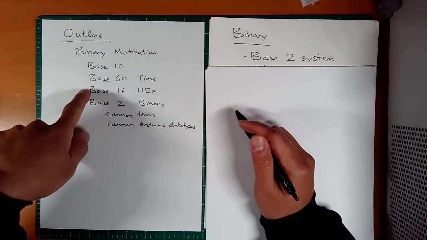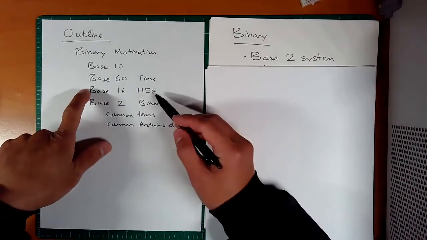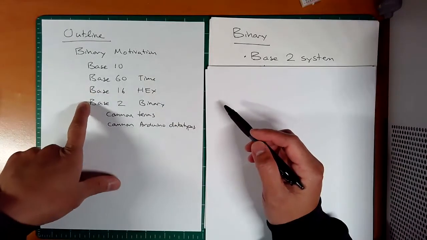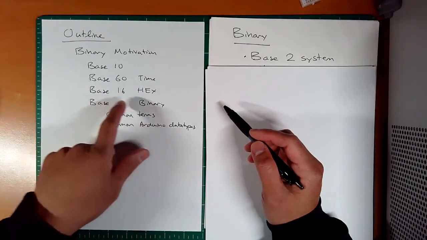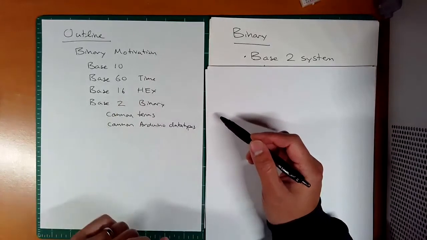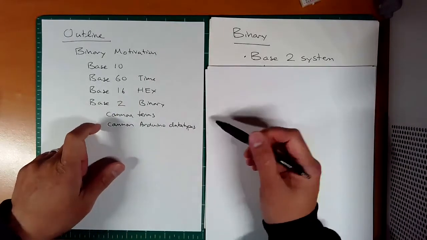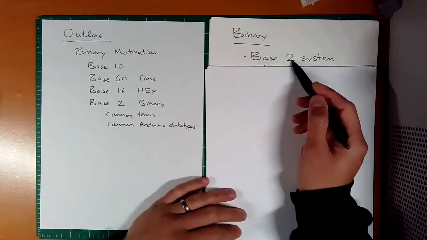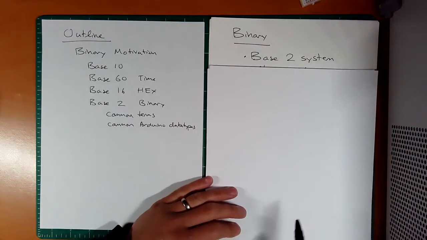We'll look again at base 16, which is hex. And when I say again, we talked about this in lab a little bit with the RGB. And then we'll go into base 2, which is our binary, it's going to be our new friend. And we'll look at some common terms as well and some common Arduino data types. All right, so let's look at this binary system.